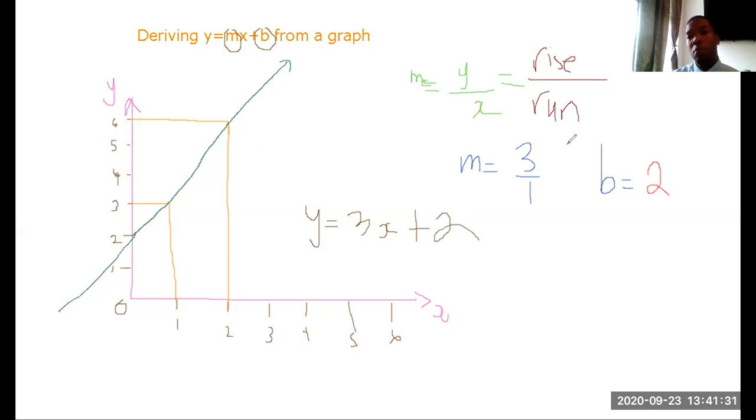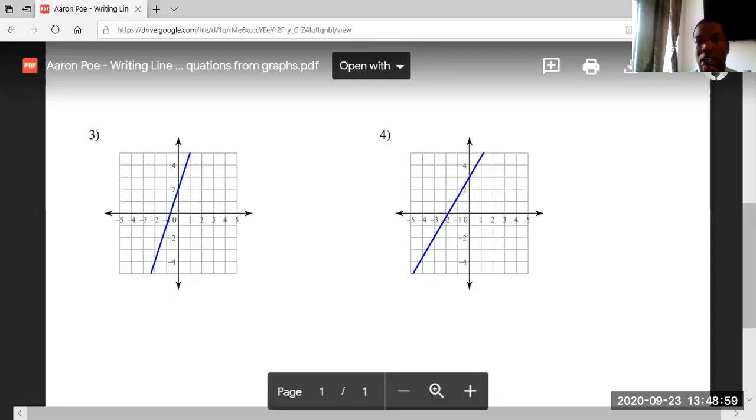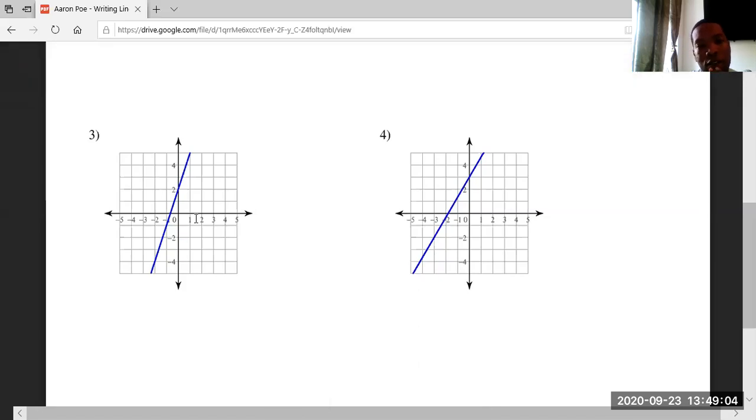You find the slope, which is rise over run. You find b, which is generally easy. If the line went through 5, then this would be plus 5. If the line went through 0, then it would be plus 0. It just all depends on where. So let's look at this question right here, where we're trying to write the equation.